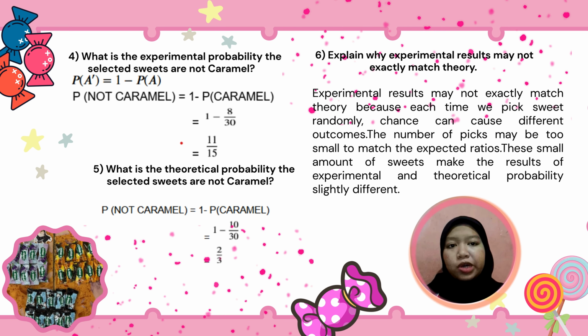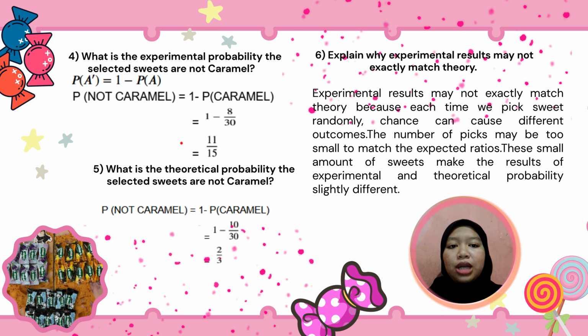And then, for question number 4, what is the experimental probability the selected sweet is not caramel? In this situation, we can use the formula P(A') equals 1 minus P(A), which is the probability of not caramel equals 1 minus the probability of caramel. So 1 minus 8/30, and the result will be 11/15.